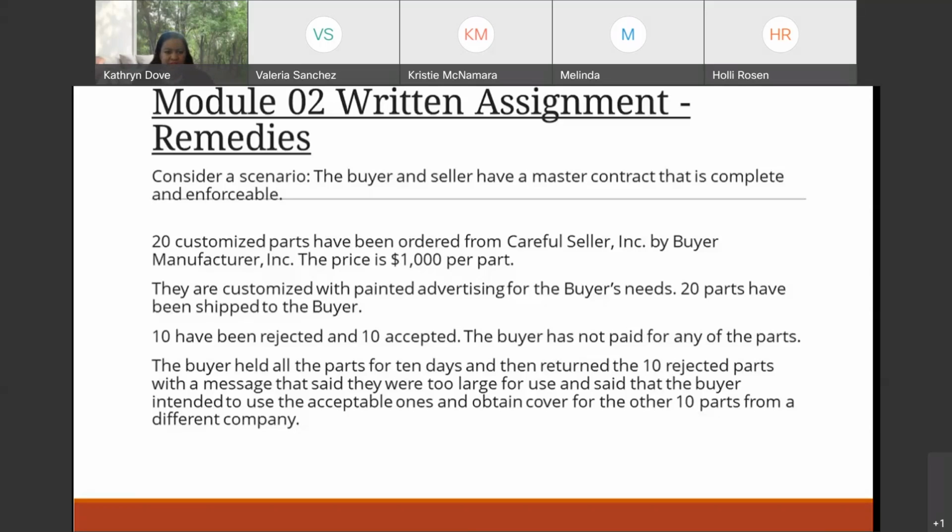They can request the money for what has been accepted already. Okay. What else could the seller do? So if 10 of the painted advertisements have been accepted, but 10 have been rejected, what can the seller do to fix that?